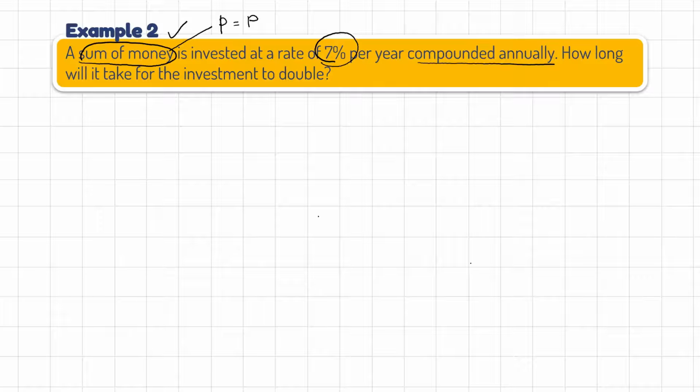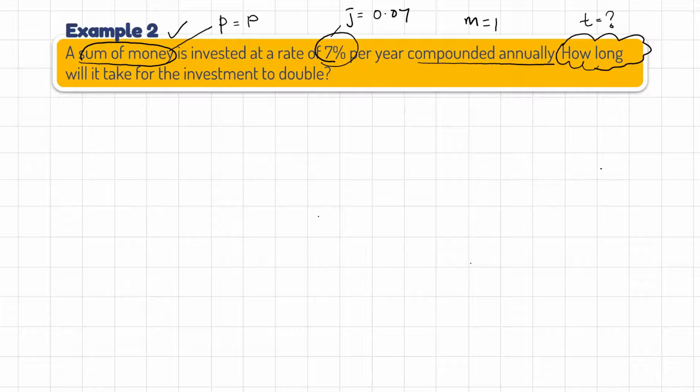And then here we have 7%. So this will be our J, which is 0.07, where we need to convert 7 over 100 in terms of decimal places. So we will get 0.07, and then compounded annually, which portrays our M equals 1. How long will it take? So the keyword here is how long, which means that the question wants us to find the value of T.